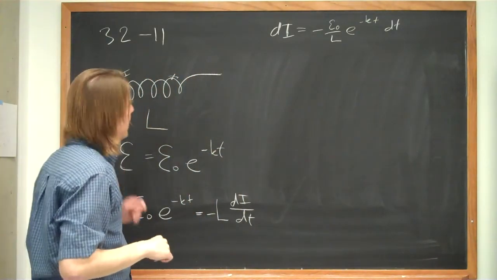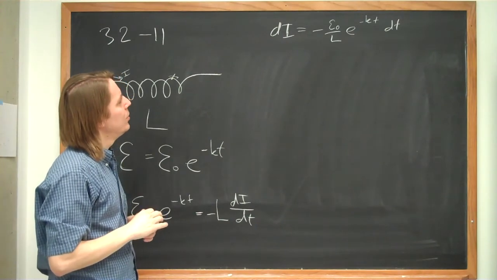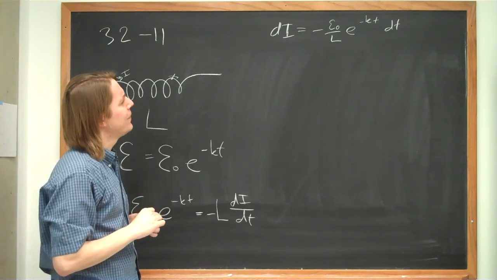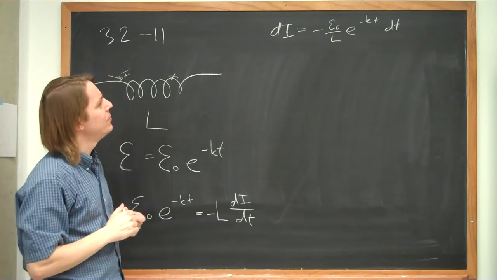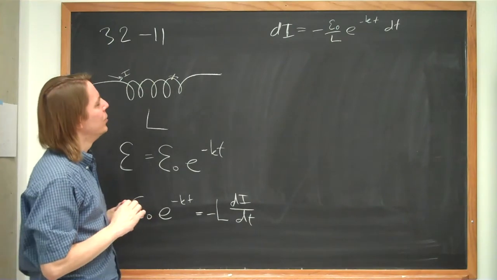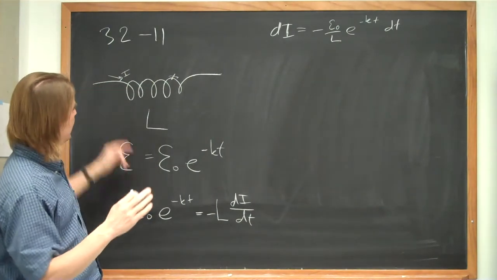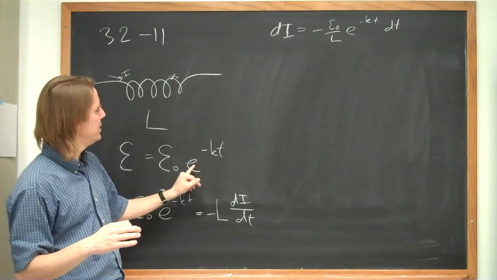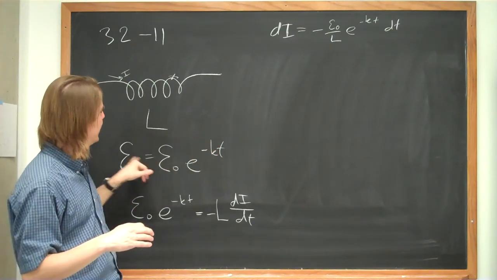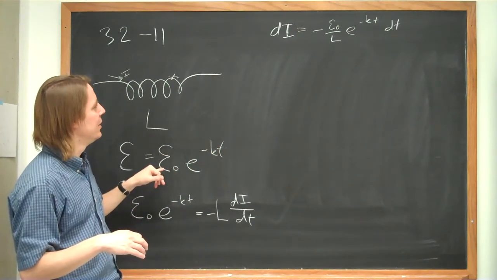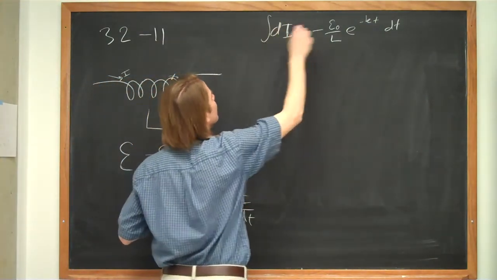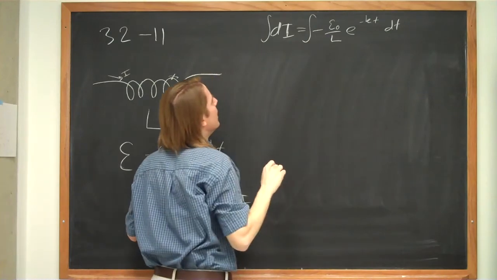Now, it helps to integrate it a couple different ways. First, let's use this integral to figure out what the initial current is. When t equals 0, e to the 0 is 1. So at the beginning it has an EMF E naught. So let's figure out what the initial current is. Let's integrate both sides and see what we get.